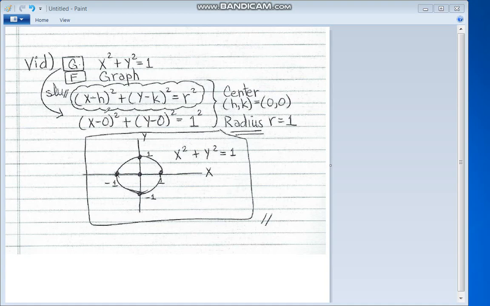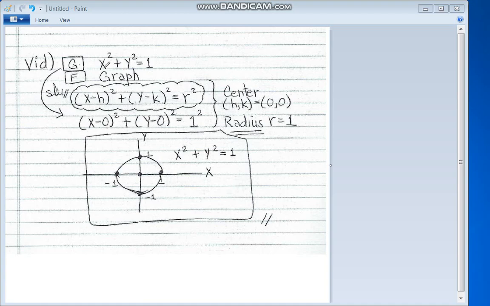I remembered that the general equation for the circle is (x minus h) squared plus (y minus k) squared equals r squared, where the center is the coordinates (h, k) and the radius is the value that's being squared at the end. So I put a cloud around this formula because I know I'm going to have to memorize it for an exam. Now let's go ahead and rewrite this given equation in the general form.